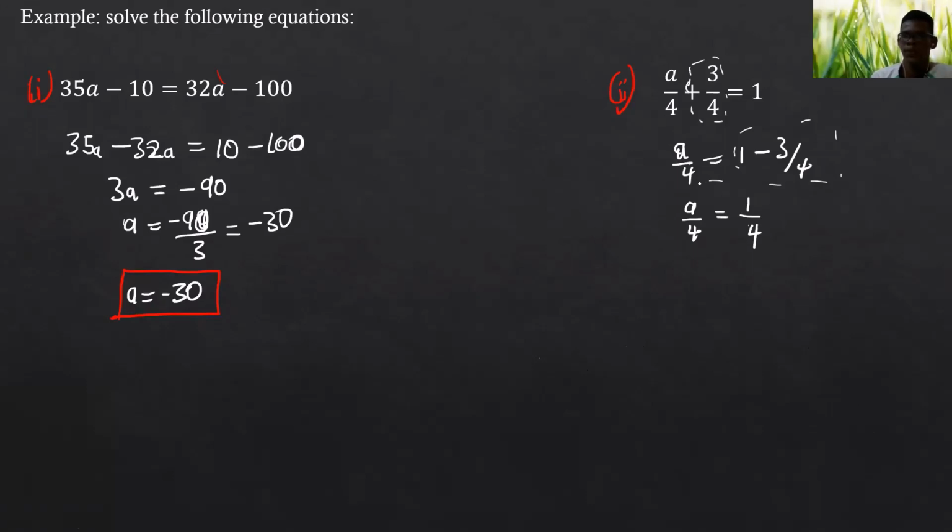Good, so let's move right along. Now we want to make A the subject of the formula, not A over 4. So carry across: you're dividing A, so it goes over and becomes multiplying. We end up with A equal to 1 over 4 multiplied by 4, which means A is equal to 1. 1 over 4 times 4 is 1. So A is equal to 1.